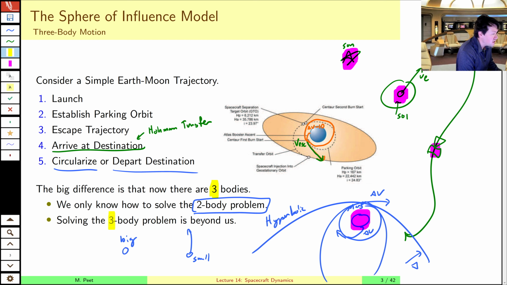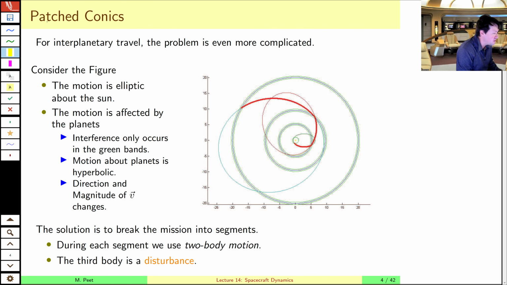Fortunately, however, we have a simplification that allows us to compute transfers. And that's the sphere of influence model. So this is what we're going to be talking about in this first part of lecture 14.1, the sphere of influence model. So what is a sphere of influence model? Well, it's not terribly complicated.